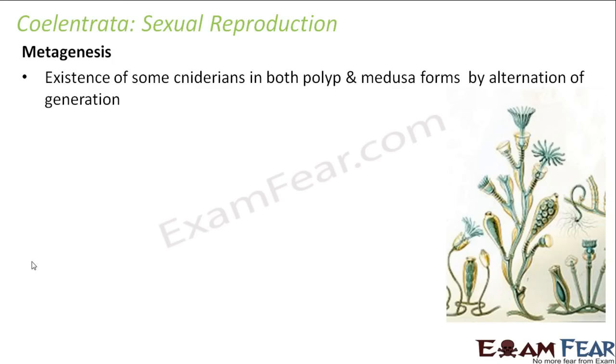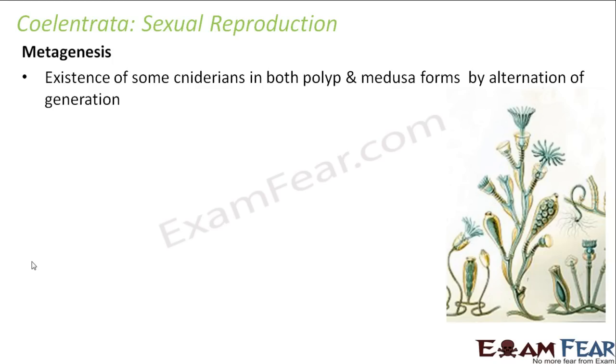I mean, for some of their lifetime they existed as polyp, and the remaining time of their lifetime they existed as medusa. So that means during their lifetime the conversion from polyp to medusa or medusa to polyp happened. Those kinds of coelentrates were rare, but there were some. Now this phenomenon is known as metagenesis, that is, existence of both polyp and medusa forms.